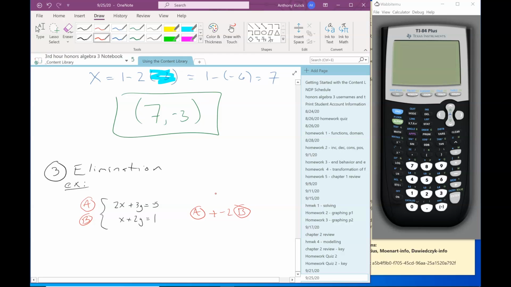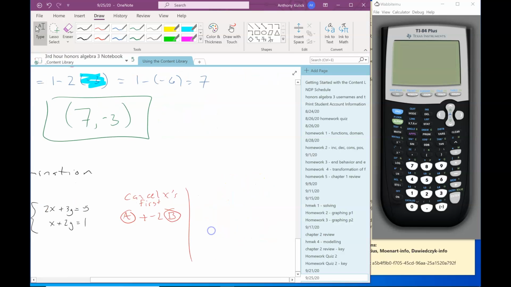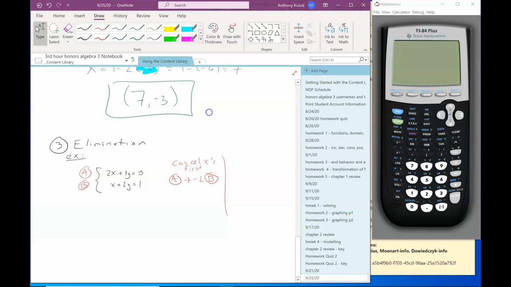Good. What if I wanted to try to cancel the y's? What would I have to do to cancel the y's? Multiply A by 2, B by -3. Excellent.